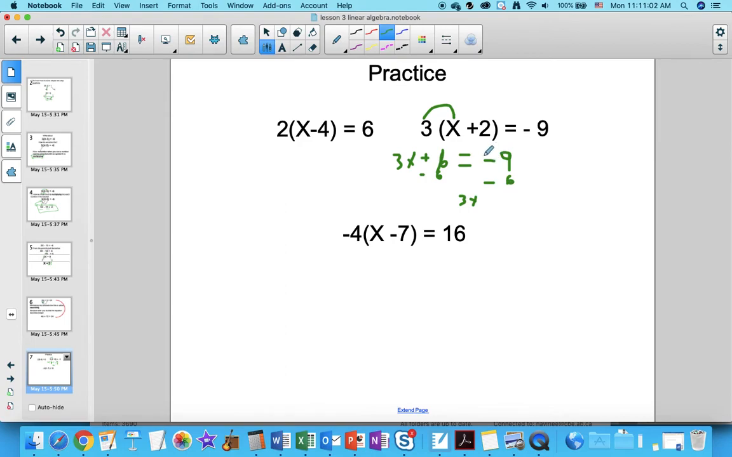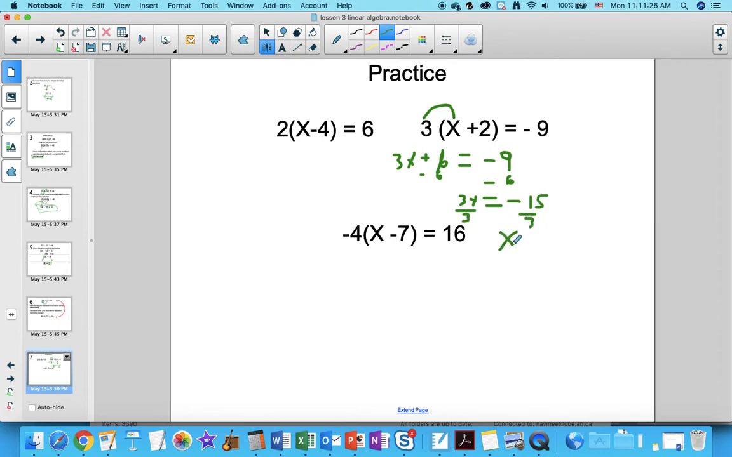So now I have 3x, right? Minus 9, so negative 9, minus 6. So I'm taking away positives, so it becomes more negative, right? So it becomes minus 15, because I'm taking away positives, not taking away negatives. Okay, minus 15. So divide by 3, divide by 3.